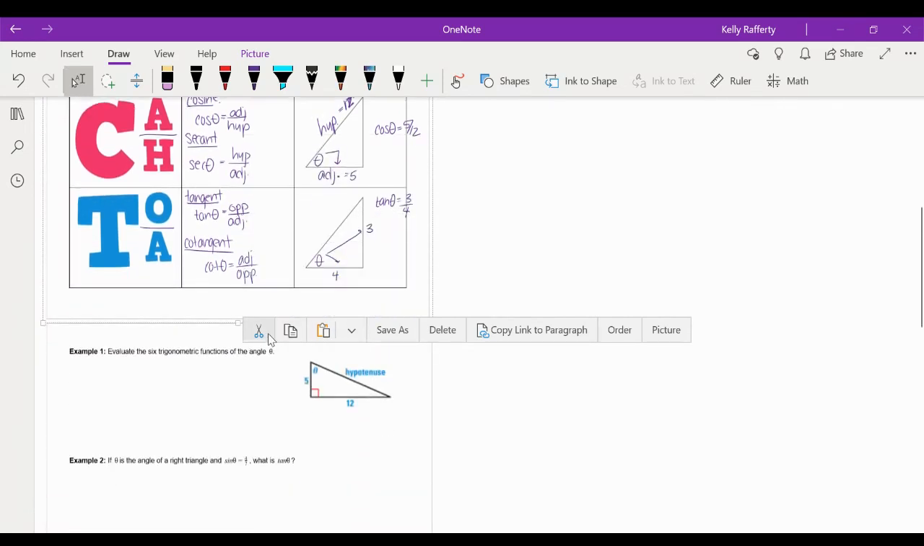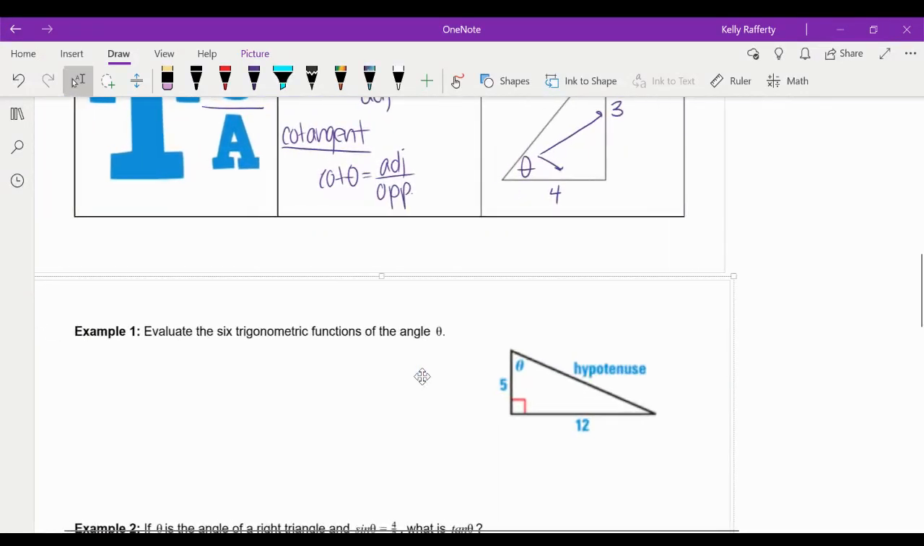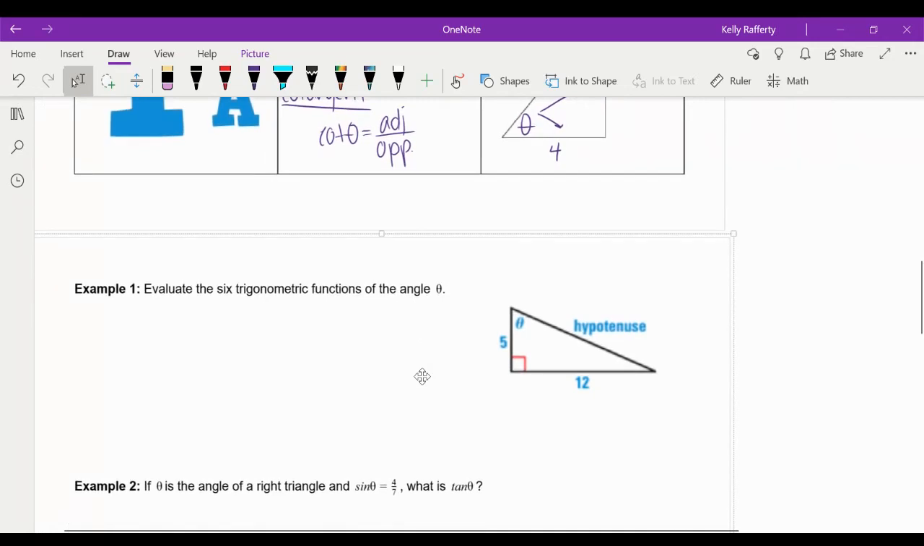All right, we're going to take just a minute, and I'm going to start you off on these examples, and then you're going to finish them up for our work today. One of the problems that we'll see in this section is evaluating the 6 trig functions for an angle.